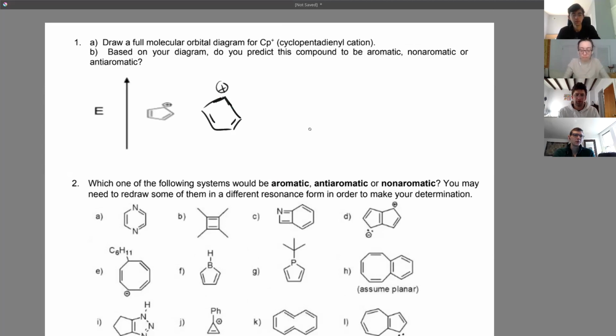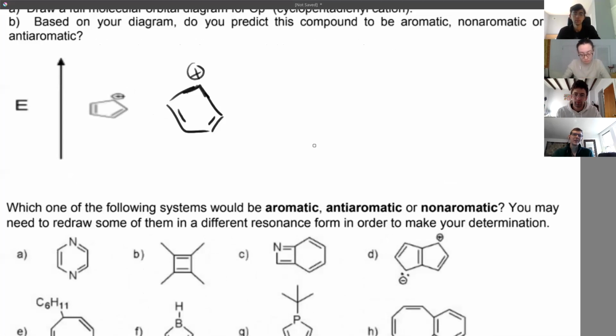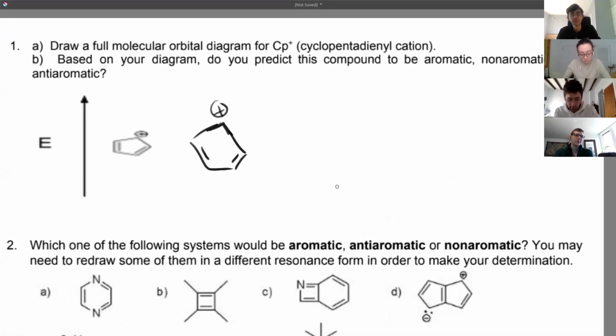Now that we've had this full discussion about aromaticity, I agree that it's anti, not non, but. Oh, yeah, you guys said non-aromatic. I would say anti. I said non. Okay. Okay, then Dean, why do you say it's anti-aromatic instead of non-aromatic?